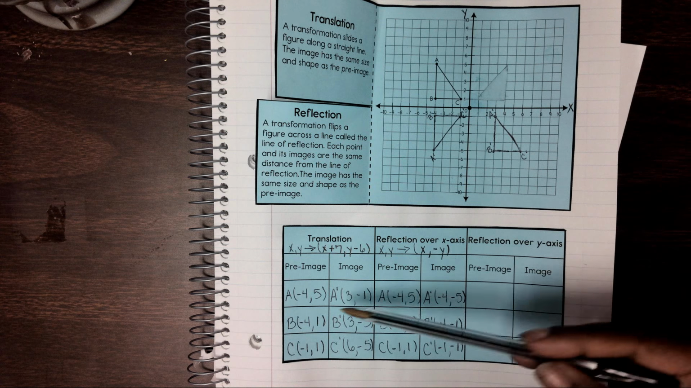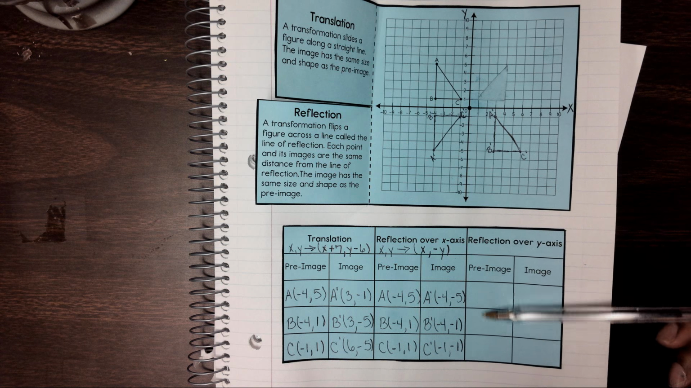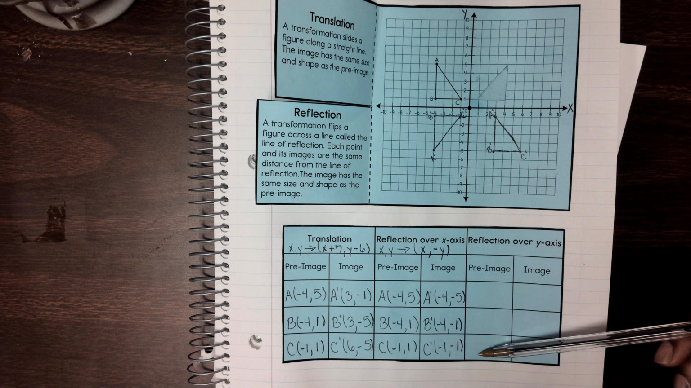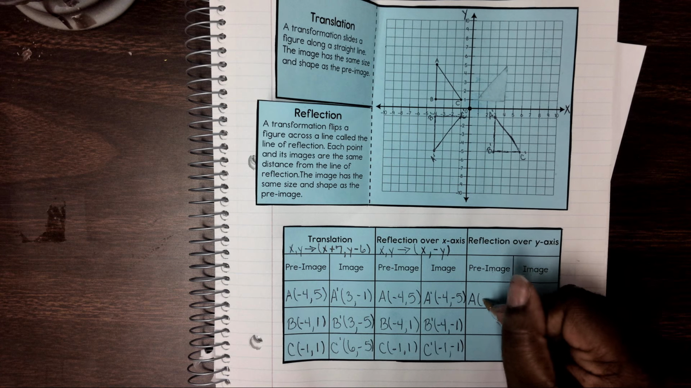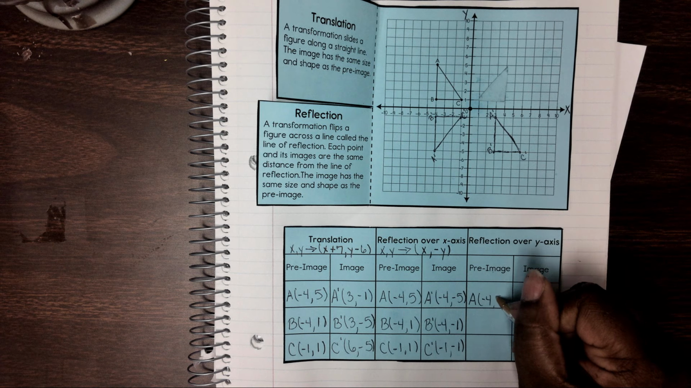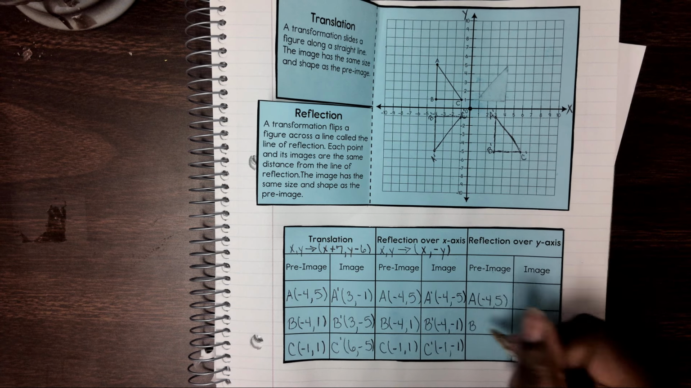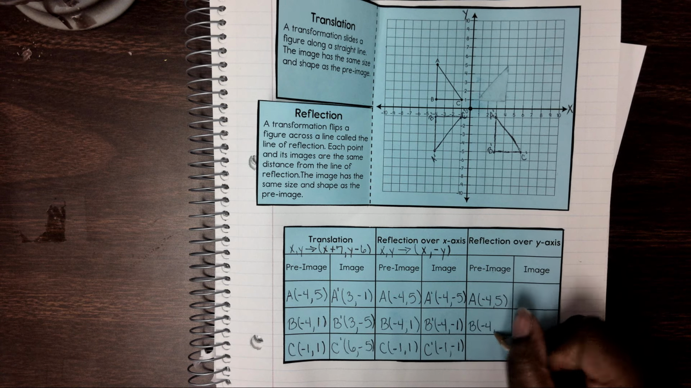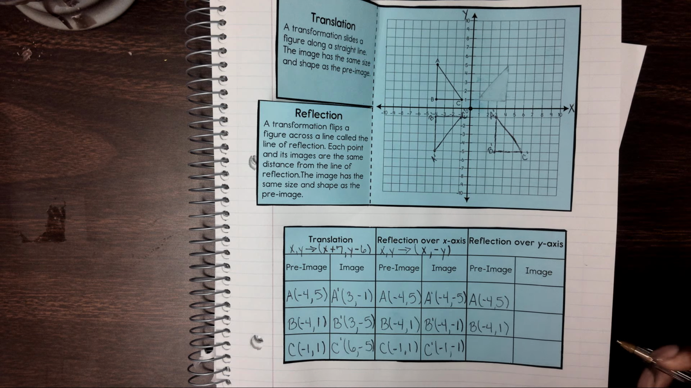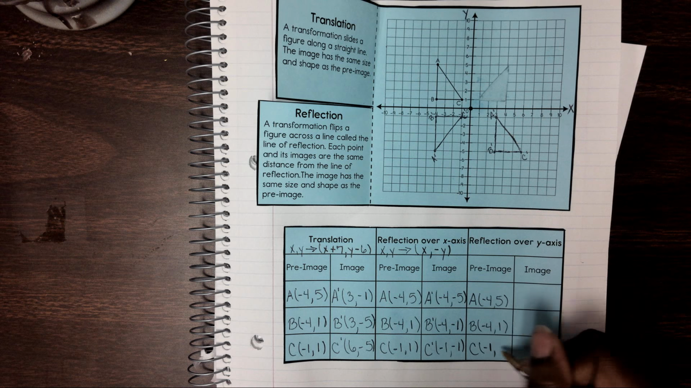So same as before, we are going to make sure that we write down our pre-image coordinates for points A, B, and C. So A originally is at -4, comma 5. B located at -4, comma 1. C is -1, comma, positive 1.